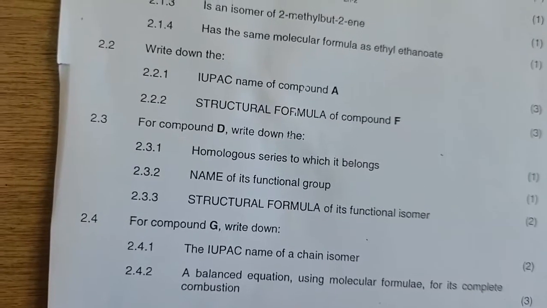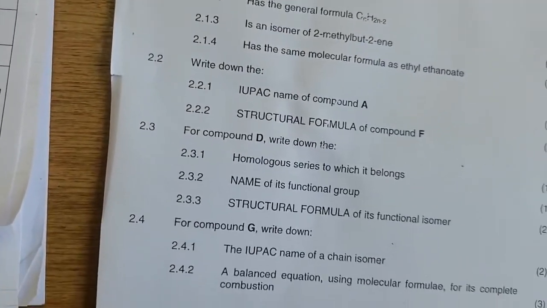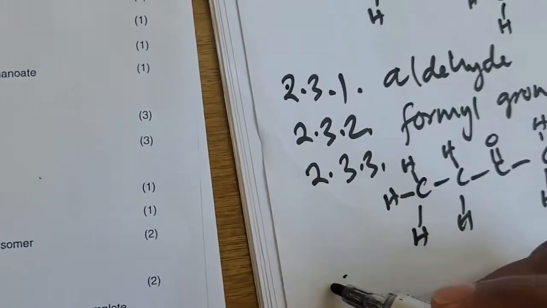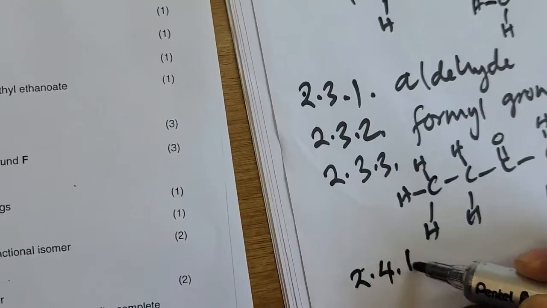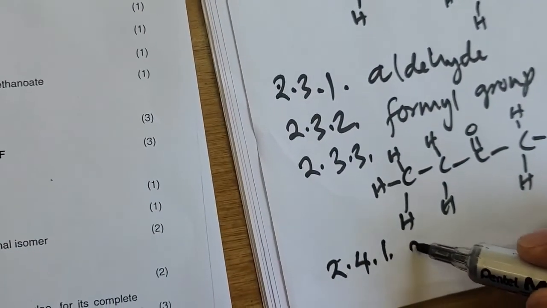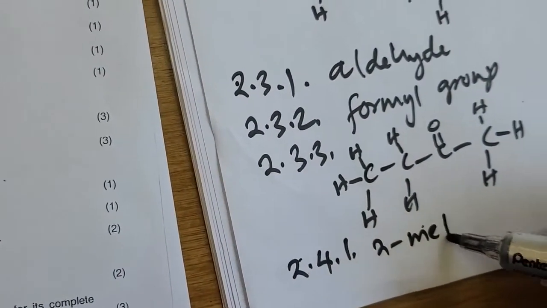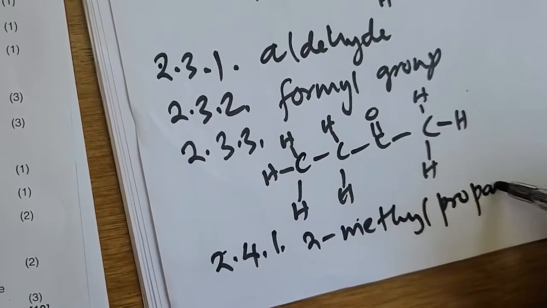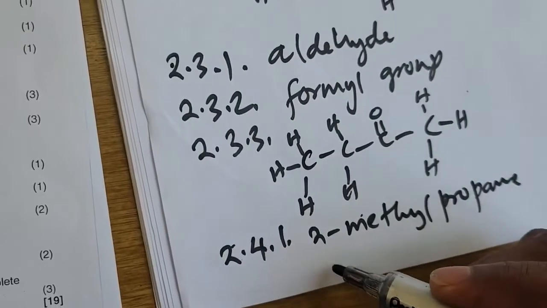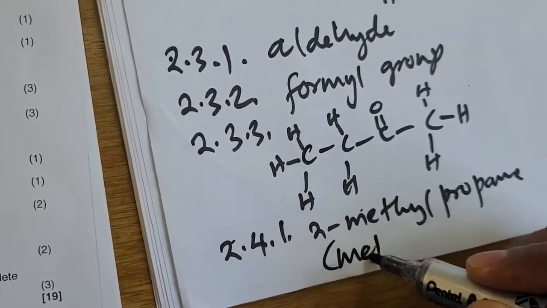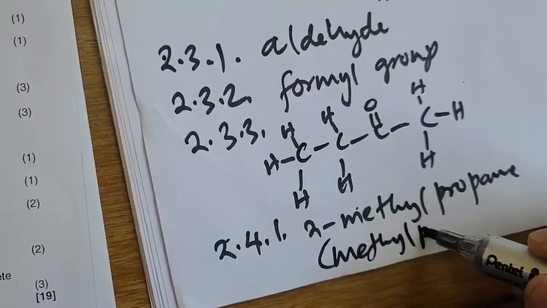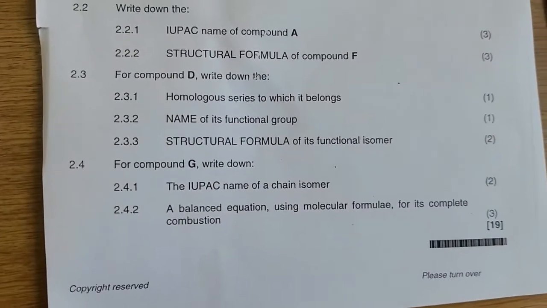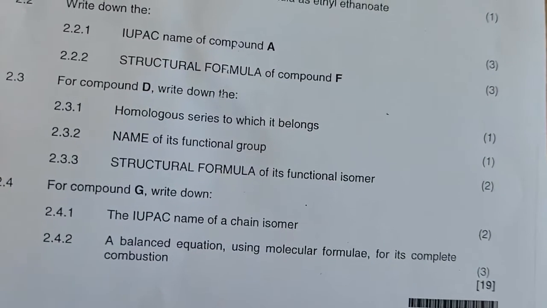For compound G, we said it's butane. Write down the IUPAC name of its chain isomer. Everybody knows that one. I've already said it's a well-known one, which is 2-methylpropane. 2-methylpropane, or just writing methylpropane is also accepted. It's okay. Methylpropane. Fine.